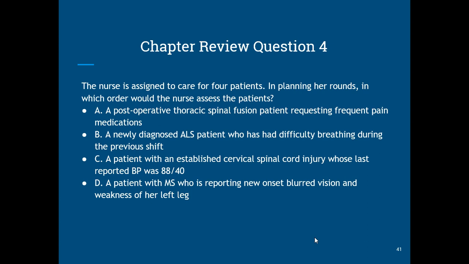The nurse is assigned to care for 4 patients. In planning rounds, in which order would the nurse assess the patients? A: a postoperative thoracic spinal fusion patient requesting frequent pain medication. B: a newly diagnosed ALS patient who has had difficulty breathing during the previous shift. C: a patient with an established cervical spinal cord injury whose last reported BP was 88/40. D: a patient with MS who is reporting new onset blurred vision and weakness of her left leg. Go ahead and pause and figure out the order in which you would see these patients.